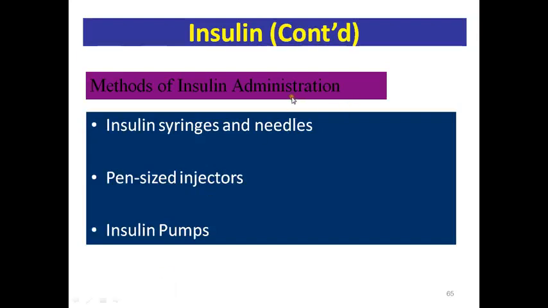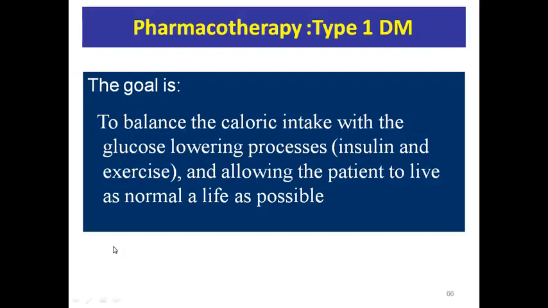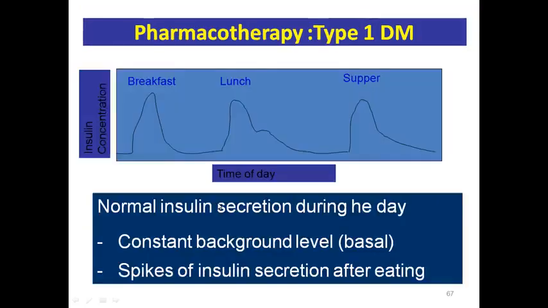So how will you give the insulin? You can give insulin with syringes or needles. There can be pen-sized injectors and now the insulin pumps, a newer therapy. The goal in type 1 diabetics is to balance the calorie intake with the glucose lowering process, insulin and exercise, and allowing the patient to live as normal as possible. So you have to maintain the diet. The insulin and exercise have to be managed in a way that the patient lives a normal life.